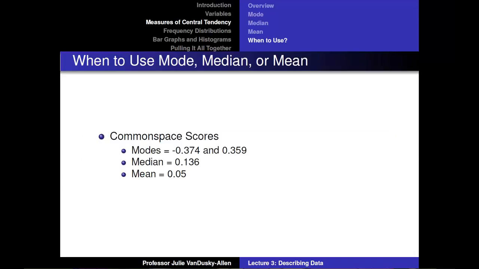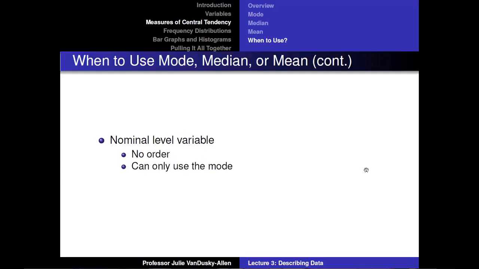So, in sum, there are three different measures of central tendency: the mode, median, and mean. And all three measures give us different values, as in the Commonspace score example, leading us to draw different conclusions about the average or typical case of a variable. So when do we use these three different measures?